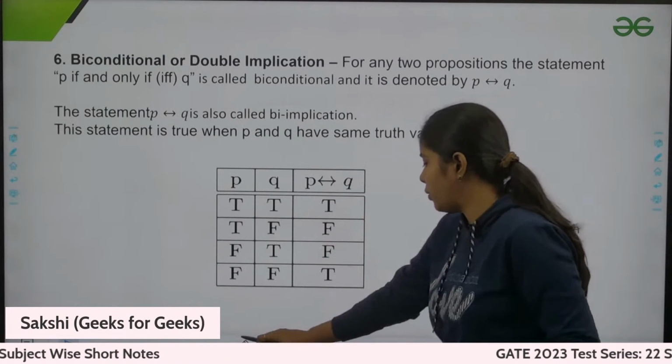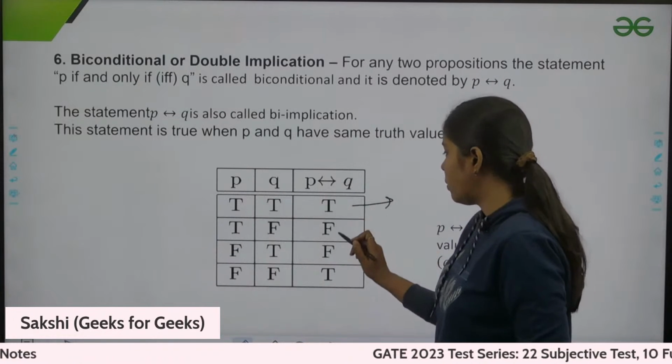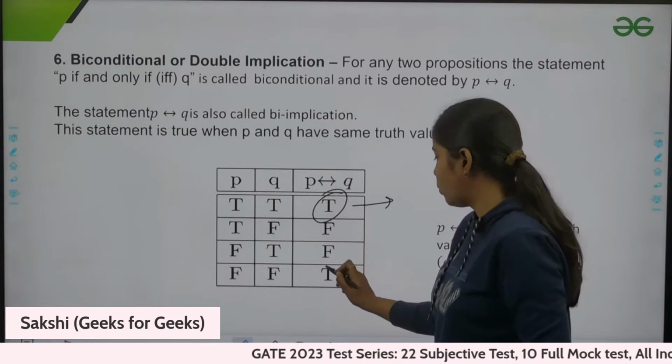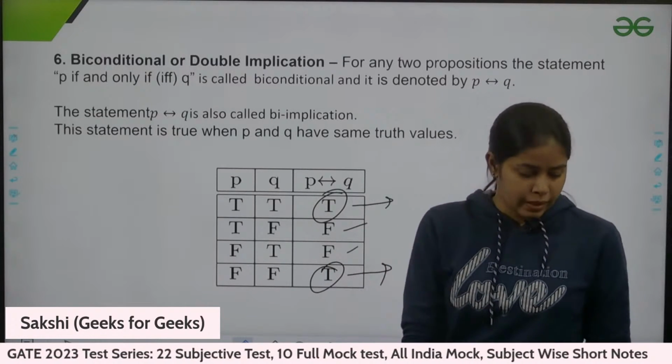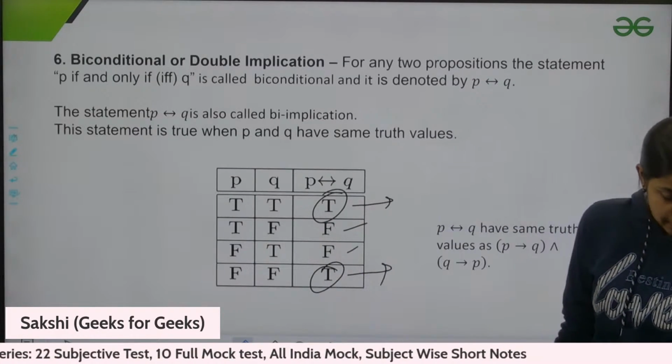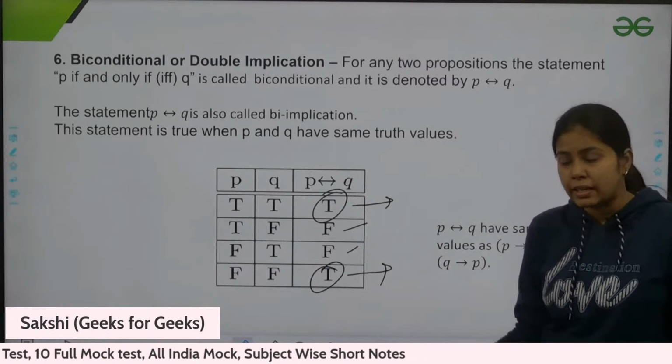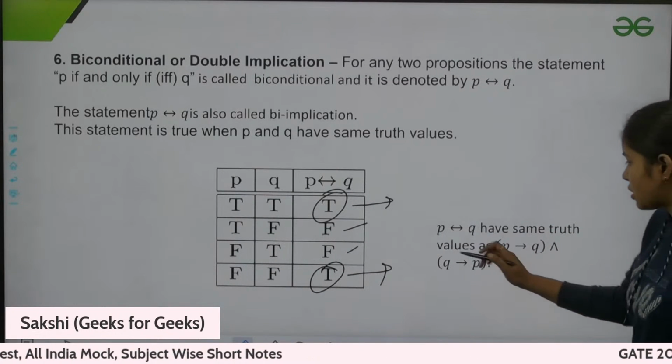Yeah, this is a truth table. You can see that if P and Q both are true, I'll get a true. If P and Q both are false, I'll get a true. Otherwise, I am getting a false statement. Right? So these are my propositions. These are my connectives. And one more thing, just see this.